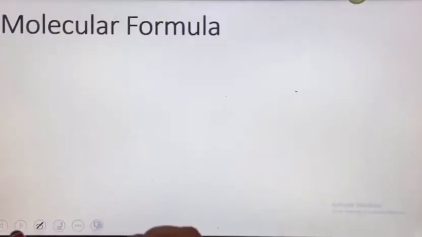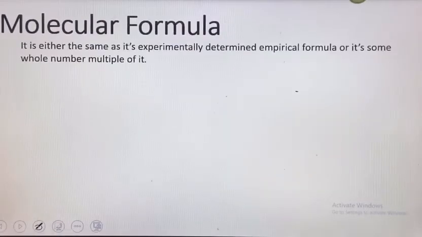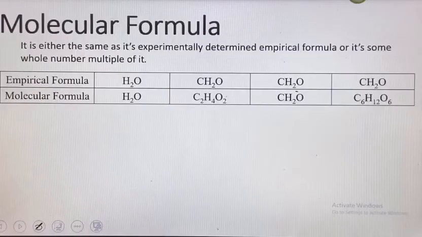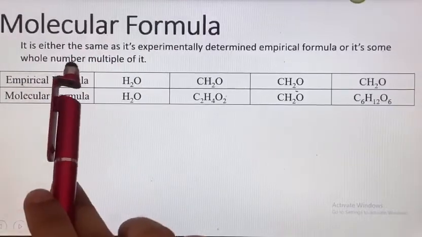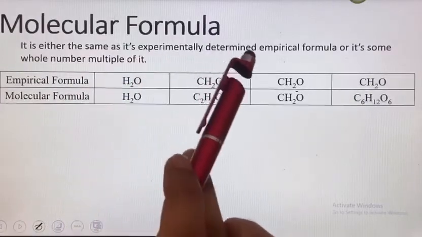First, let's understand the definition of the molecular formula. It is either the same as its experimentally determined empirical formula or it's some whole number multiple of it. Now what do I mean by this? Now kids, if you can recollect the very first video, these are the 4 examples that I had given you. Okay, so a molecular formula is either the same as its experimentally determined empirical formula.